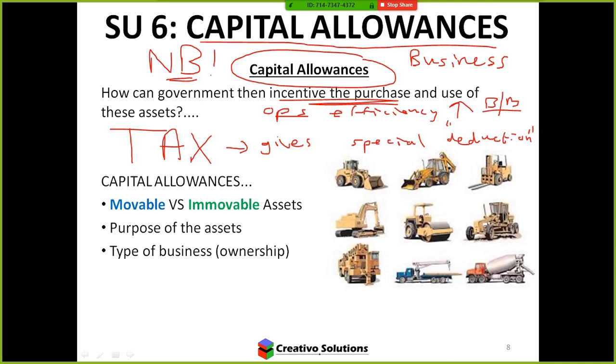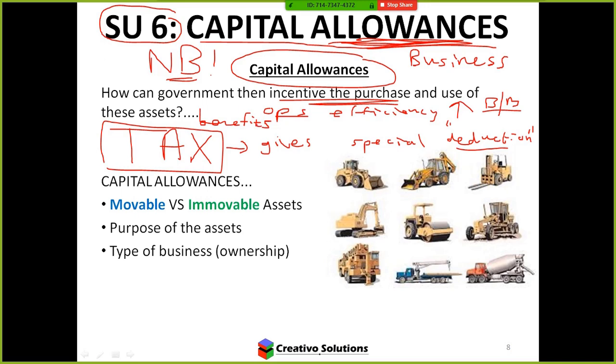So why does study unit 6 exist? Study unit 6 exists because of what we spoke about. Assets that are purchased and used for running a business can be deductible as an allowance. And that is a benefit for businesses, because businesses can take advantage of improved operational efficiency as well as certain taxable benefits that they derive for making those purchases.